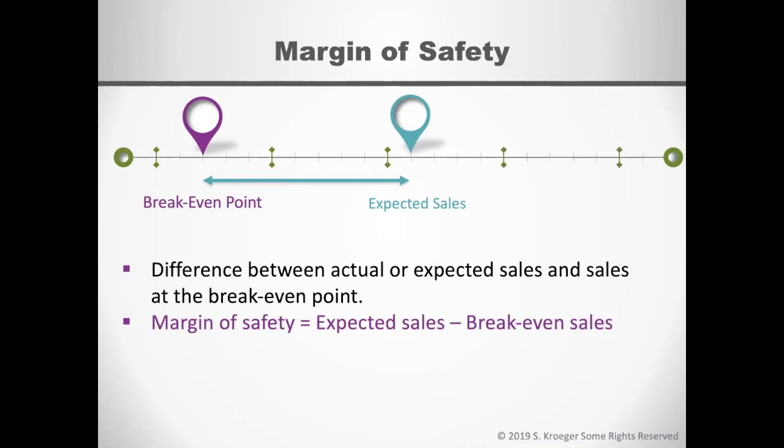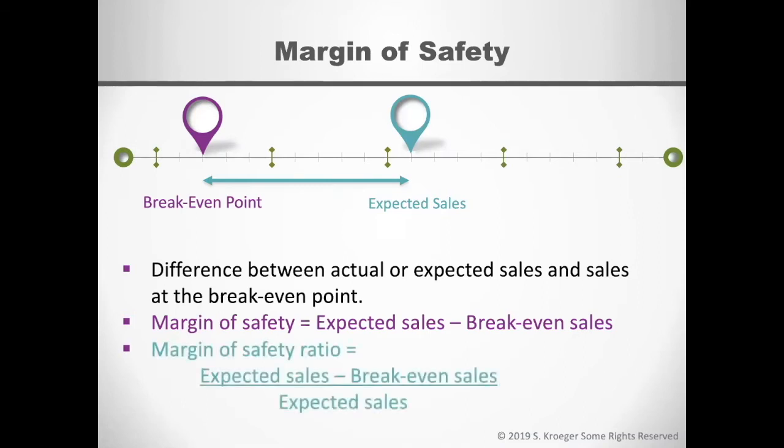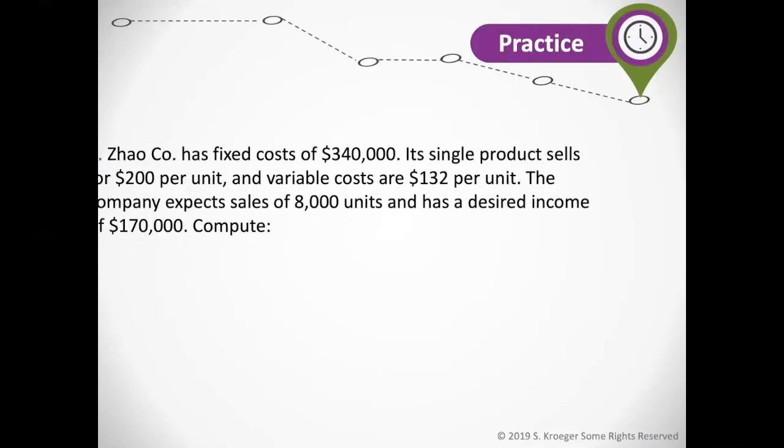You can also turn this into a percent, which can be a more meaningful calculation usually. The margin of safety ratio is our margin of safety, which is the expected sales minus the break-even point. So this numerator could just be your margin of safety, divided by your expected sales. Once again, a higher number is better. Let's practice these formulas. Once again, you should pause this video and try to do these practice problems yourself.